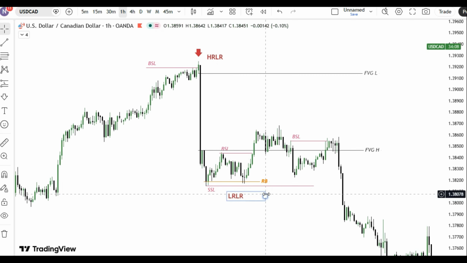This creates a low resistance environment, meaning there's very little friction holding the price back from rushing toward that liquidity. Price can easily target that pool, which is why we typically use low resistance liquidity runs as our take profit targets. The price can easily smash through and hit our target.